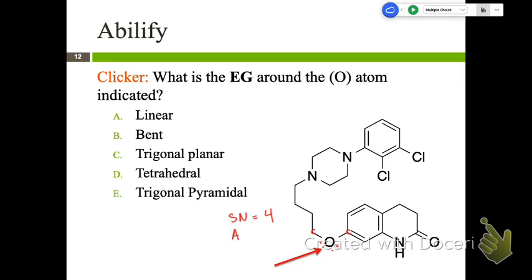What's the AXE, Cassandra? It would be AX2E2, because 2 of the 4 steric number are bonding and 2 of them are lone pairs. And then if we go to the next step, what's the electron geometry? Is that based off of the steric number, or do we need to know how many are bonding and non-bonding? Steric number is enough. So what is that?